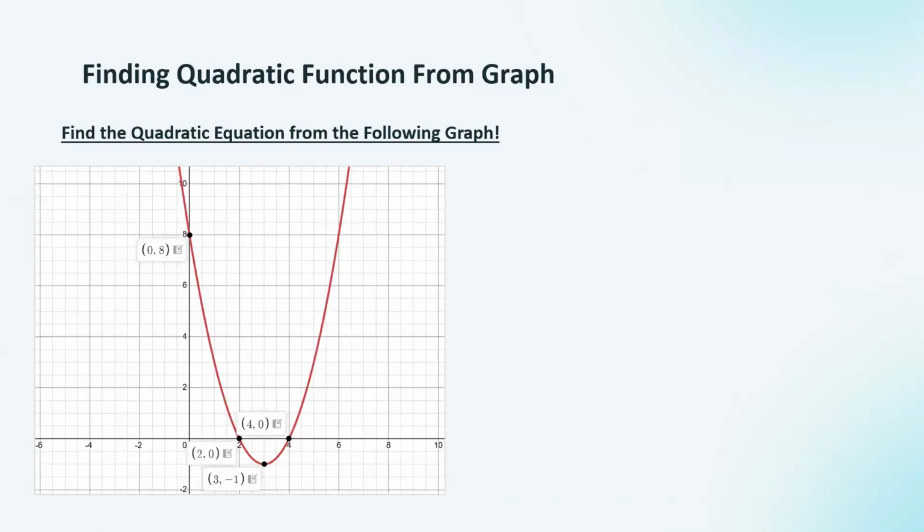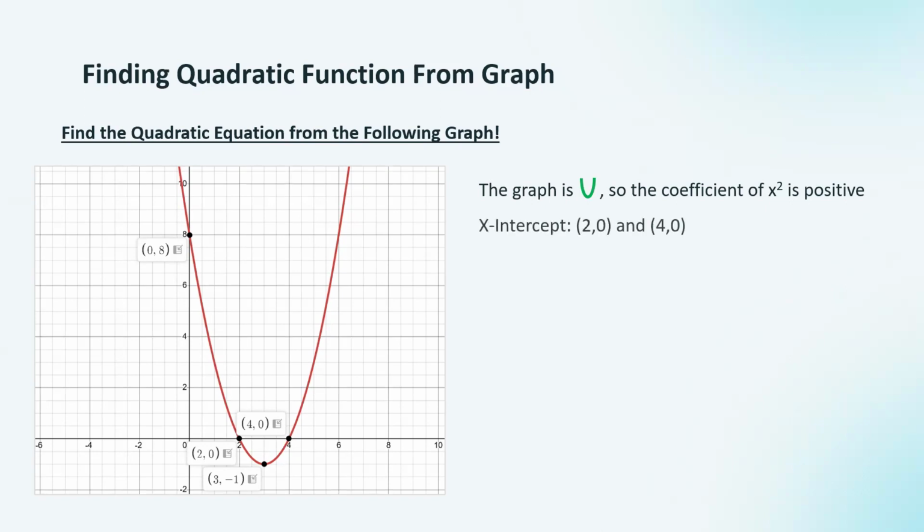Now let's try to take a look at this example. This one is going to be the opposite of what we know so far. Before, we tried to find the graph, and now we try to find the equation. Before we solve the equation, let's try to see the information that we have so far. So the graph is a happy face, and therefore we know the coefficient of x squared is going to be a positive number. And then we know the x-intercepts are (2, 0) and (4, 0), the y-intercept is (0, 8), the turning point is (3, -1), and the line of symmetry is x equals 3.